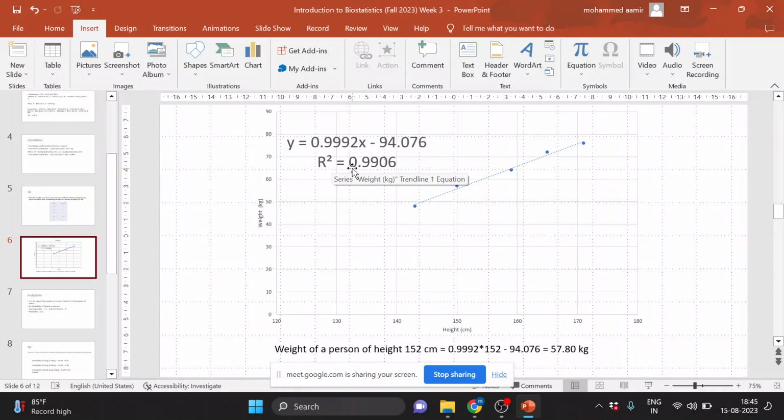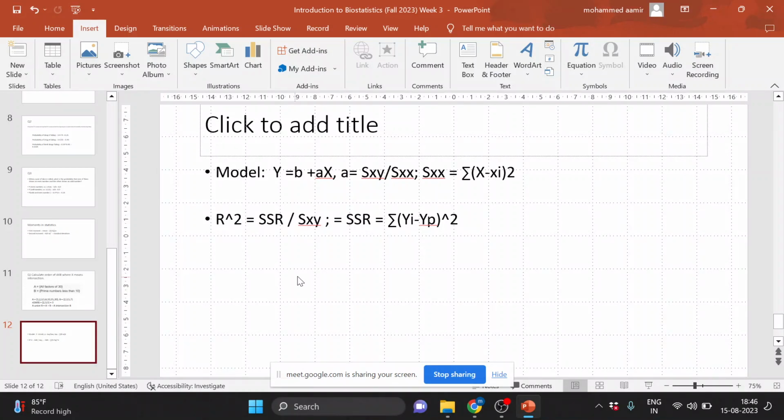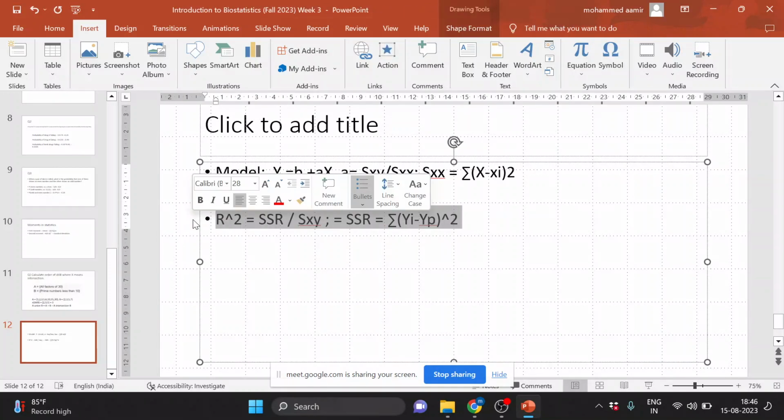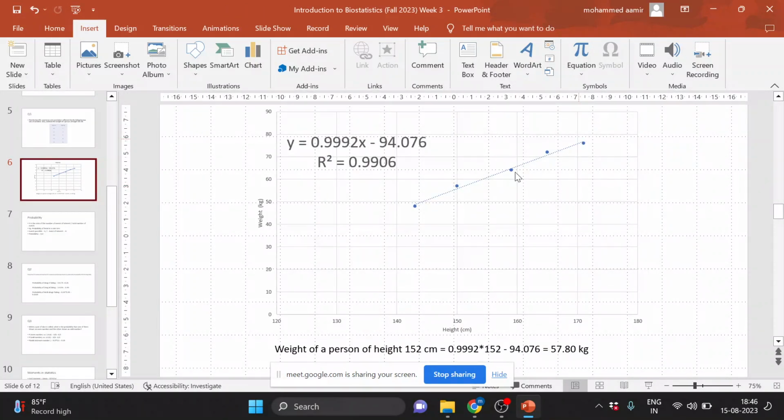Did everyone get this? So go into your notes and look at all these formulae. You'll get them online as well, and you'll be able to do it. You need to take the square root of this to get your correlation coefficient, and you can do that only when your regression is linear. Otherwise, you can't do that. If it's polynomial or something, you can't do that.